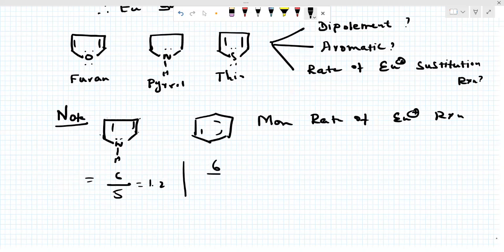In this benzene, you know, right? 6 electrons over 6 atoms, answer is 1. Again, which has the higher rate of electrophilic substitution? Pyrrole is more reactive as compared to the benzene.